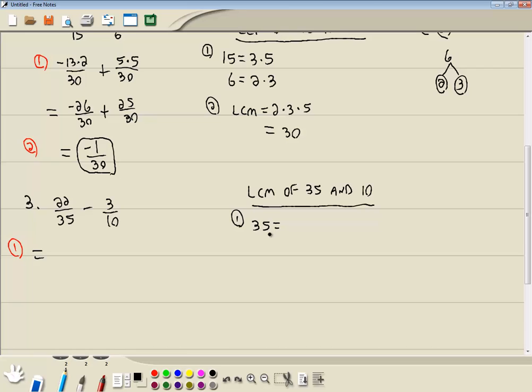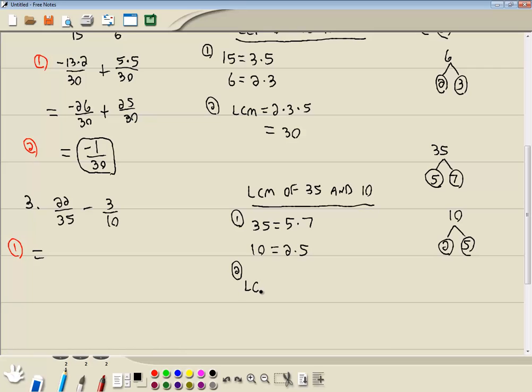Okay, first step over here is we write the prime factorization of each number down. Now 35, start with our first prime, which is 2. It's not divisible by 2, so we'll go to our next prime, which is 3. It's not divisible by 3, so we'll go to our next prime, which is 5. And it is divisible by 5. 5 times 7. So 5's prime, so we circle it. 7's prime, so we circle it. So this would be 5 times 7. Now for 10, start with our first prime. It is divisible by 2. 2 times 5. And 2's prime, so we circle it. And 5's prime, so we circle it.